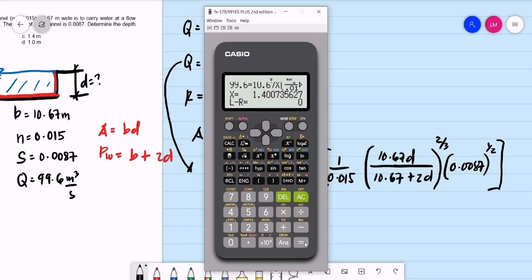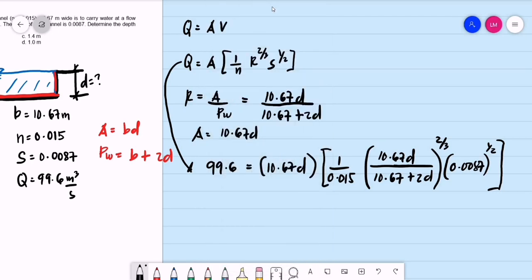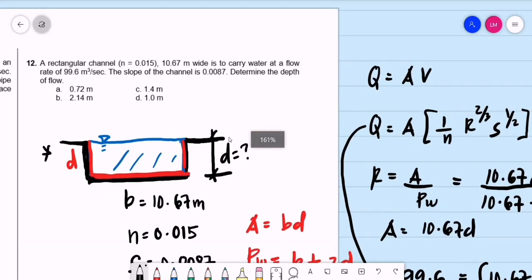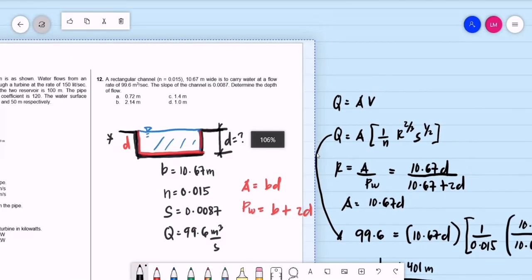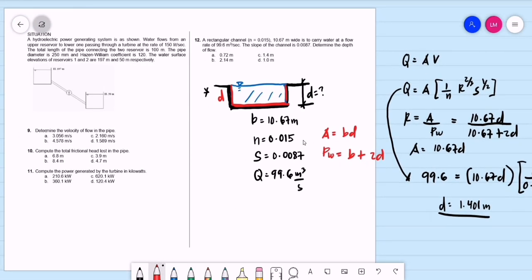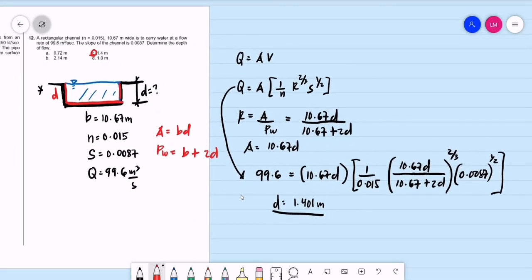So we have the value of x now equal to 1.4007, or if I write it to 3 decimal places, 1.401 meters. So this will be our answer for problem number 12. If we check this value on our choices, the closest value to 1.401 is 1.4 meters. We have letter C, 1.4. That will be our answer for problem number 12, and this is our solution.